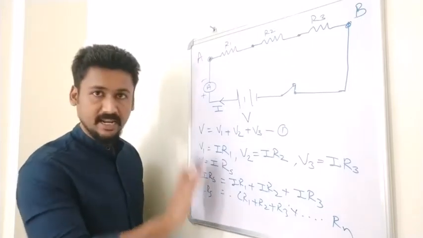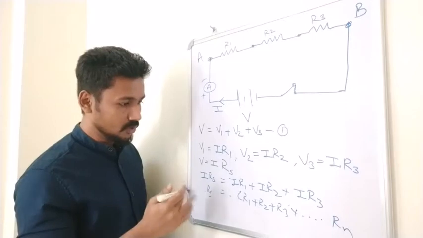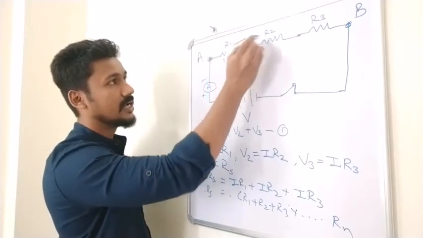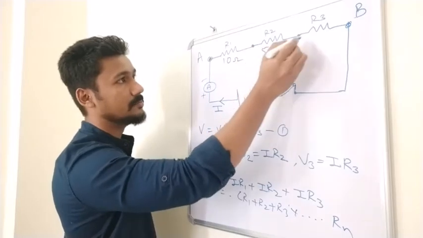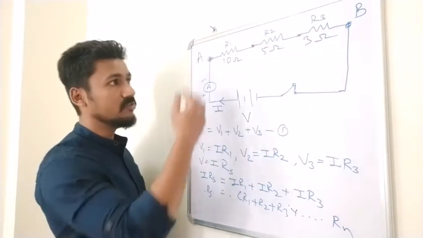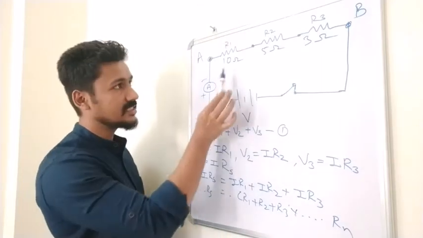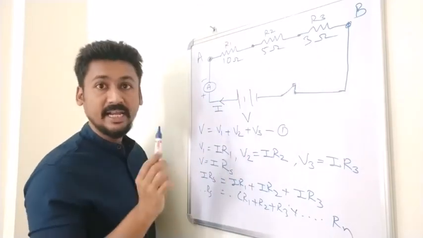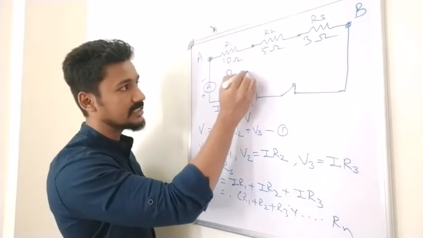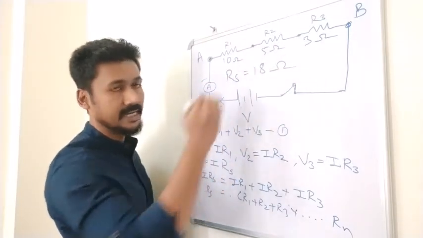Correct? So I hope this derivation is understood. And of course what you can see from here, let us say R1 is of 10 ohms, R2 is of let us say 5 ohms, and R3 is of let us say 3 ohms. Correct? What will be the total resistance? Total resistance will be 10 plus 5 plus 3, which will be 18 ohms. So for this combination, the total resistance RS you will get as 18 ohms.